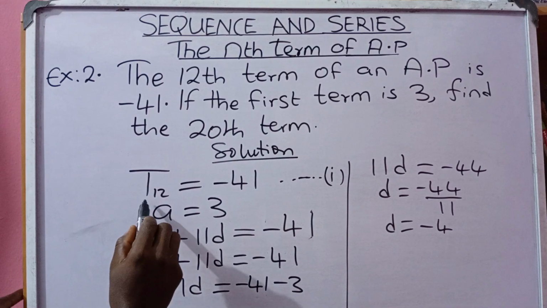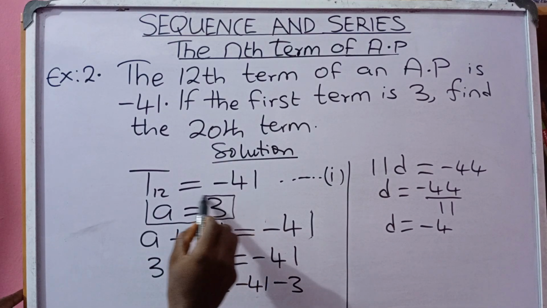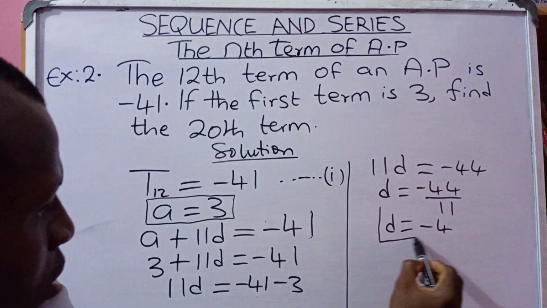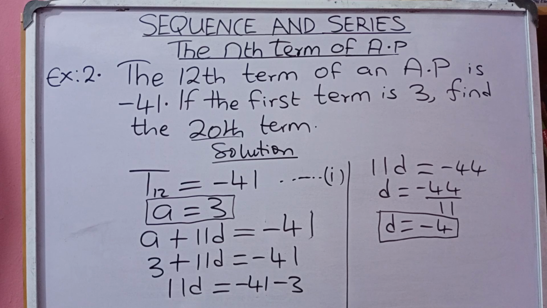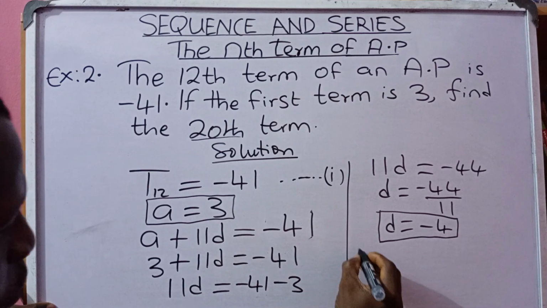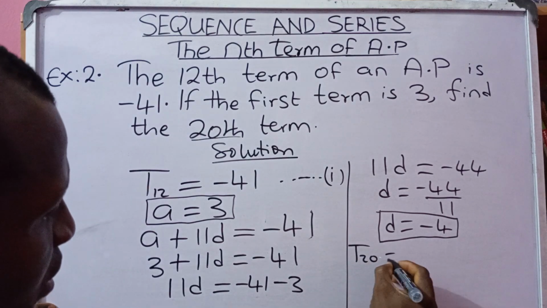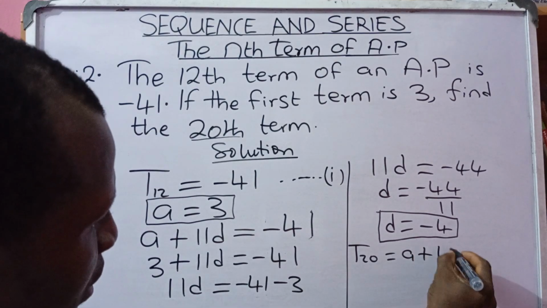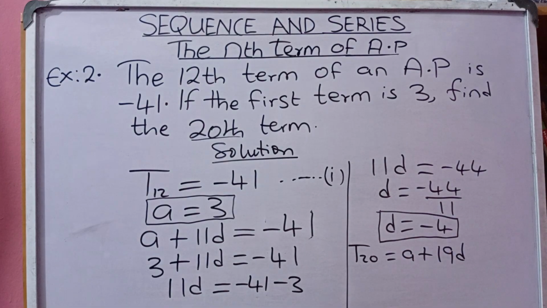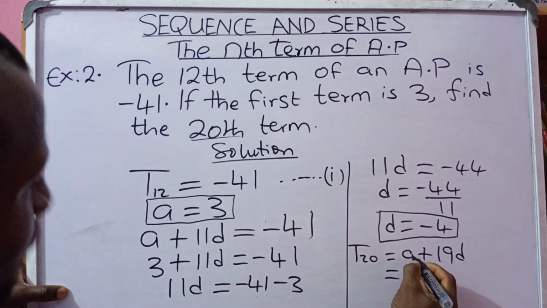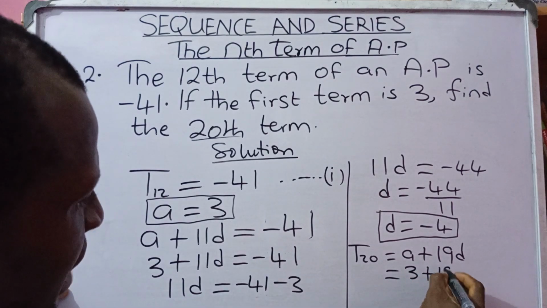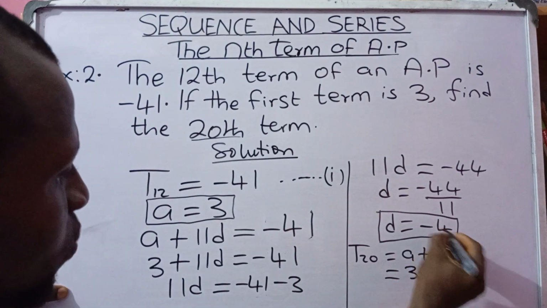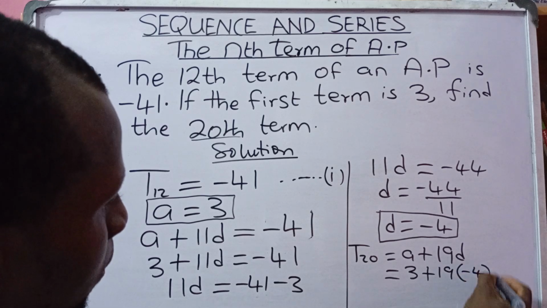As you can see, we now know our first term and we know the common difference. Therefore, we can find the 20th term. And to find the 20th term, we simply say t sub 20 is equal to A plus 19D. That's our usual formula that makes things easy for us. Then in place of A, we have 3 plus 19 multiplied by D. We now have it as minus 4.